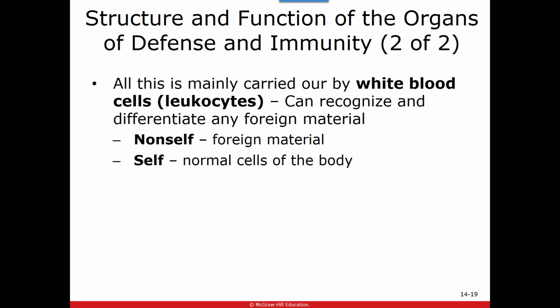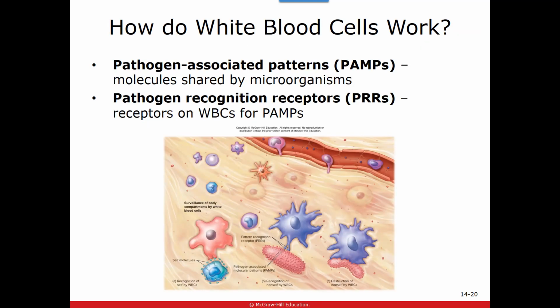Now, one of the things that helps those white blood cells do that is white blood cells have on them something called a pathogen recognition receptor. So these are receptors on the white blood cells. On the white blood cells, they have these little pattern recognition receptors. And those receptors on the white blood cell are constantly patrolling for pathogen-associated patterns, PAMPs.